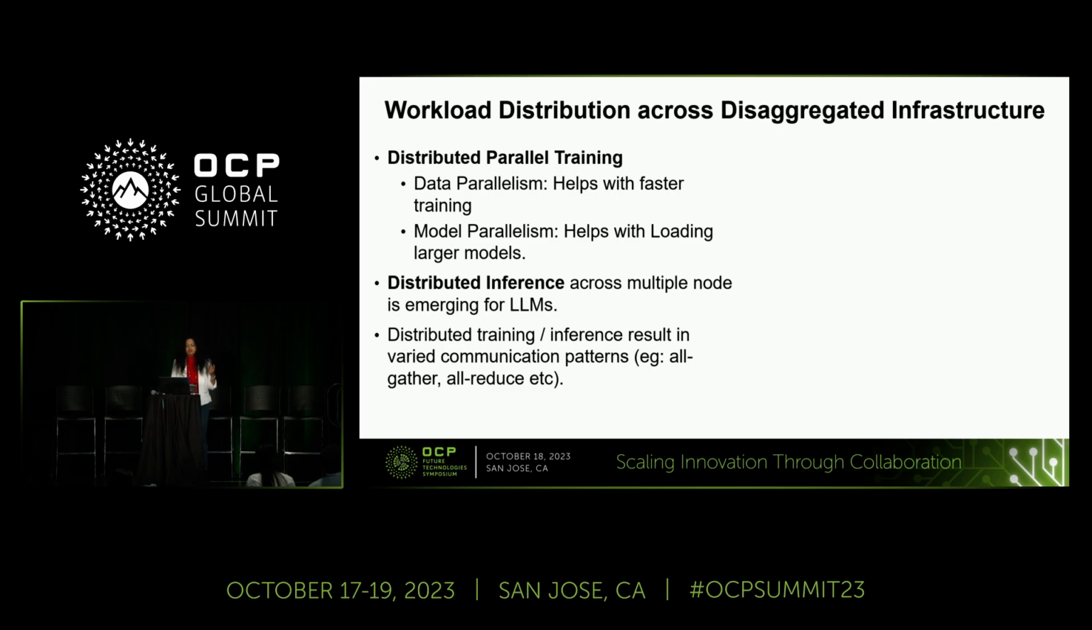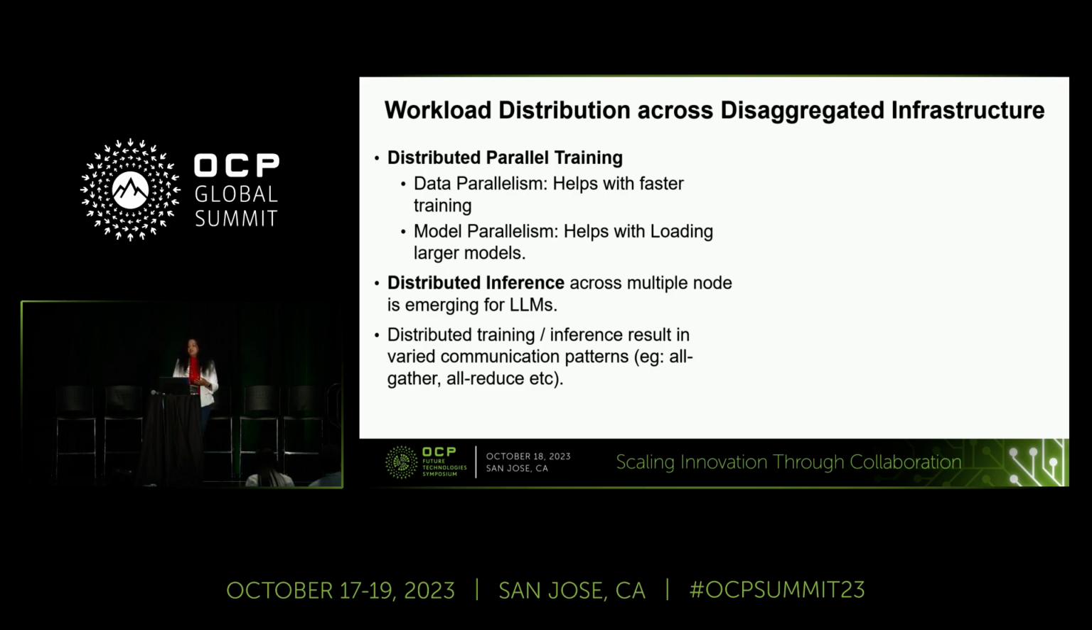These models are so large that they no longer fit on a single node or even a couple of closely knit multi-node systems. To do that, these models need to be distributed all across the infrastructure. The typical parallelisms that have been used for distributed parallel training are, one, data parallelism, which basically helps with faster training. The second is model parallelism, which helps with loading larger models. And there are some newer techniques in between, like pipeline parallelism.